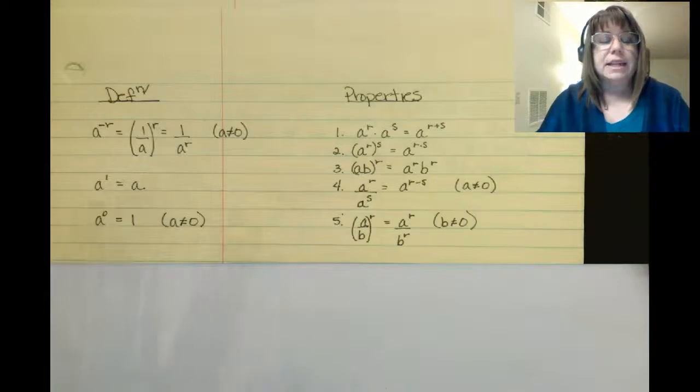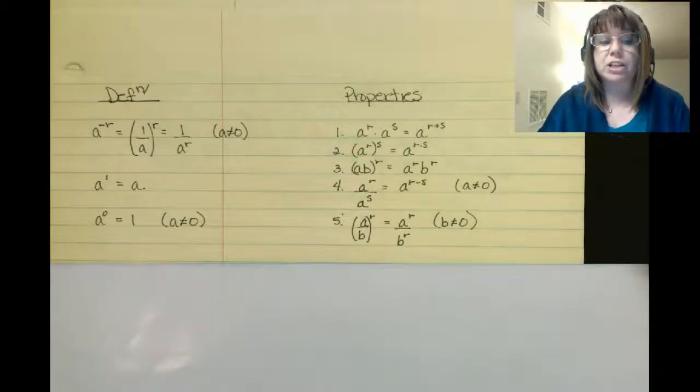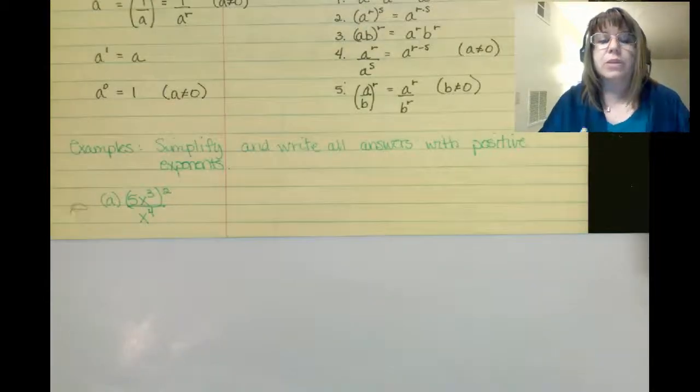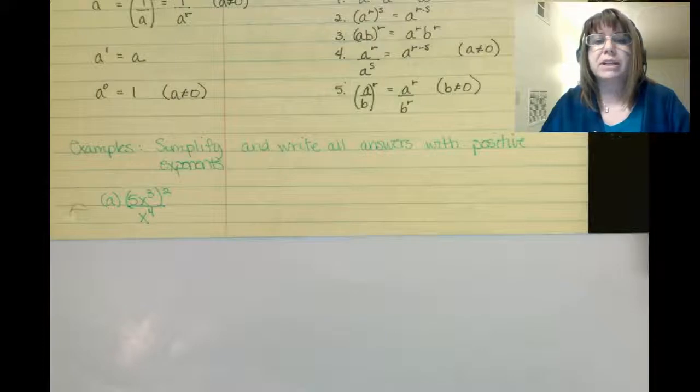Here's a nice handy list of definitions and properties that we've gone through. So take a look at this, jot down some notes if you need to. It's nice and handy to have all of these properties and definitions in one location. Let's run through a couple of examples that use a multitude of our properties that we've now learned.